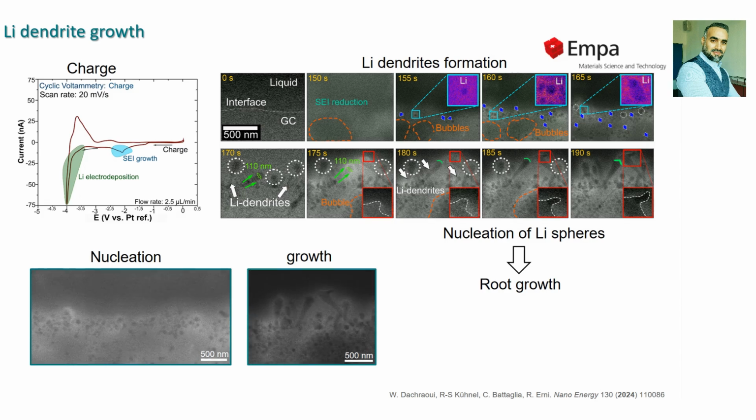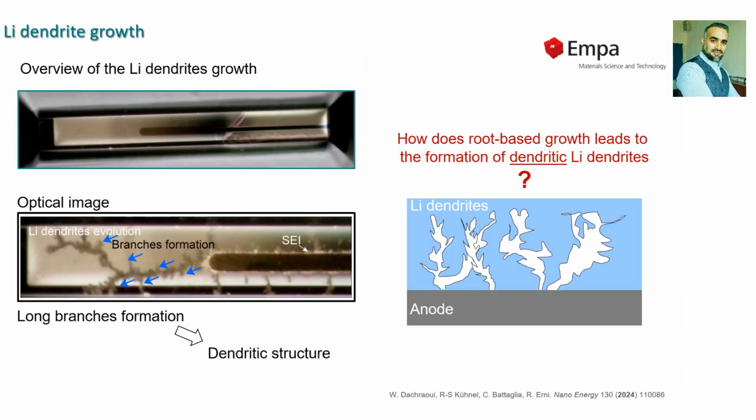So if we take a look at the working electrode using optical microscopes to see the charge process, we can see that we have solid electrolyte interface formation, and then growth of lithium dendrites, and surprisingly we have long dendrites with a lot of branches formed, allowing a dendritic structure of lithium dendrites. The question here: if only root growth is responsible for the growth of lithium dendrites, how does this lead to the formation of dendritic lithium dendrites?